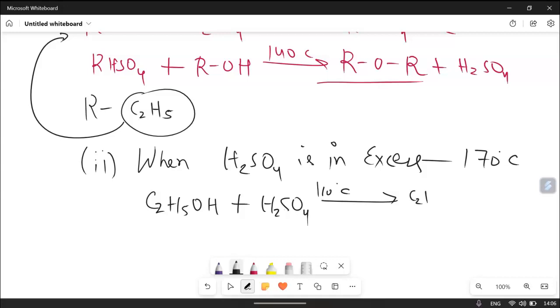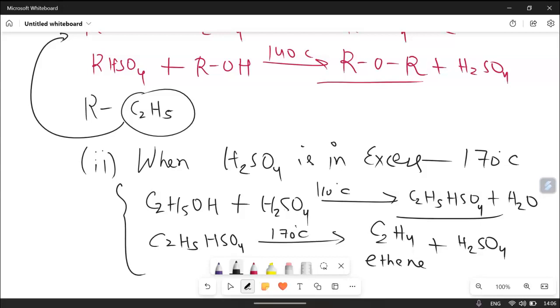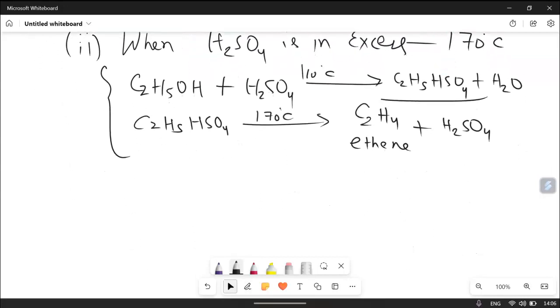It will give C2H5HSO4, ethyl hydrogen sulfate. The name of this compound is ethyl hydrogen sulfate, plus H2O. Then again C2H5HSO4 is treated with C2H5OH or just heated at 170 degrees Celsius. It will automatically give C2H4, that is ethene, plus H2SO4. So this is the reaction, and dehydration is done here.